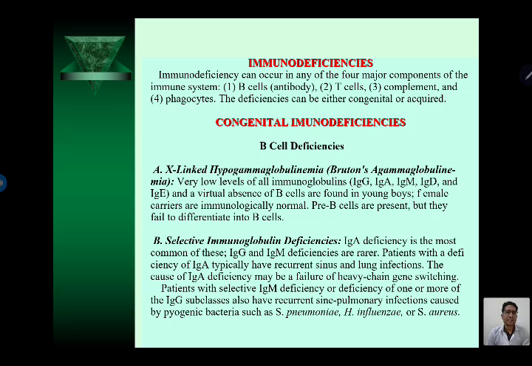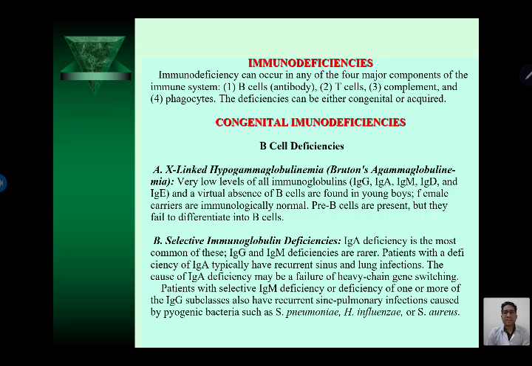The congenital immunodeficiencies, the B cell deficiencies: X-linked hypogammaglobulinemia, Bruton's agammaglobulinemia, has very low levels of all immunoglobulins, IgG, IgA, IgM, IgD, and IgE. A virtual absence of B cells is found in young boys. Female carriers are immunologically normal. Pre-B cells are present, but they fail to differentiate into B cells.